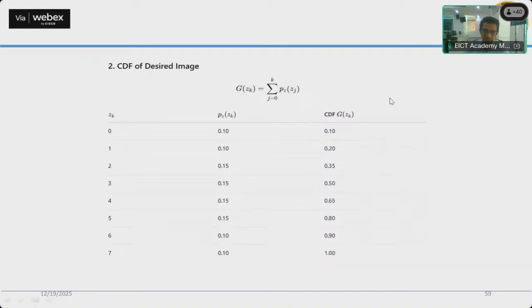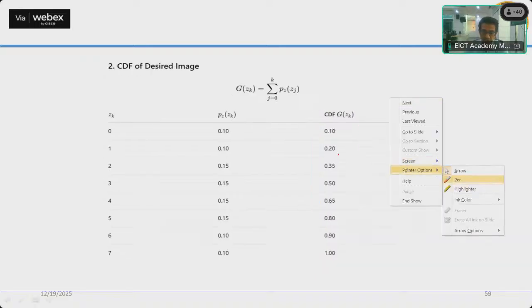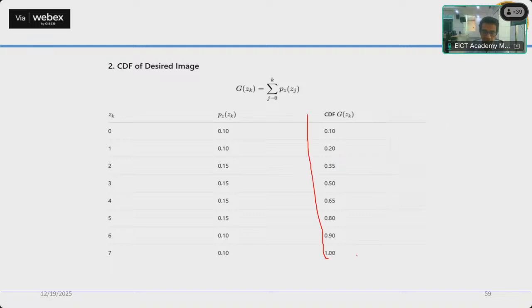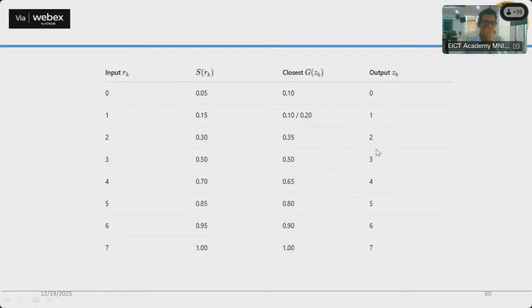CDF of the desired image, this is given. In the second case, it is given. So this capital S is given here, and this closest Zk is given. So this is 0.05, this is 0.10, this is 0.30, this is 0.35, and so on, this is 0.5, 0.7, 0.65. So what are we doing?